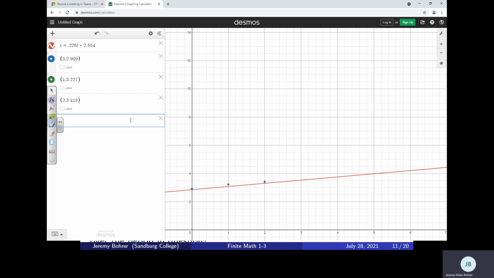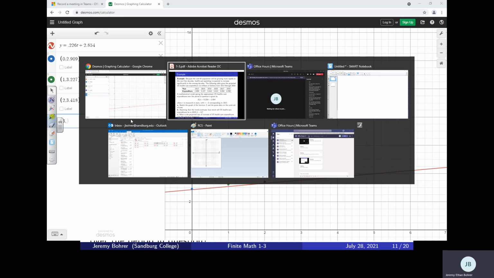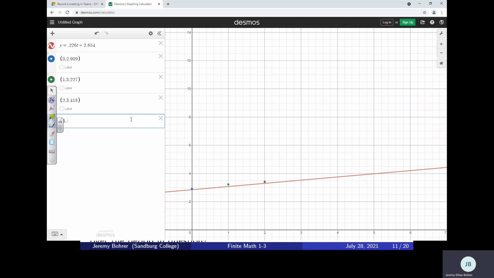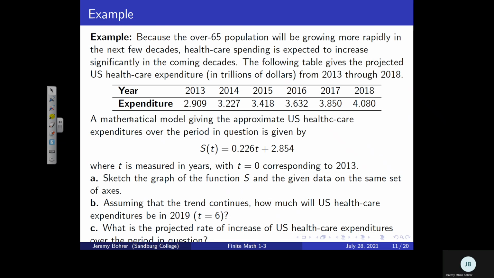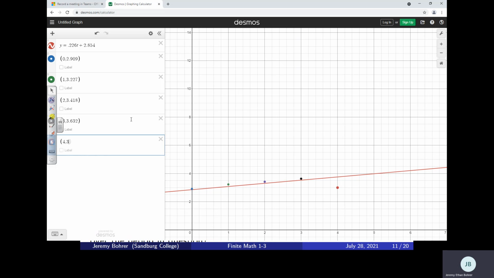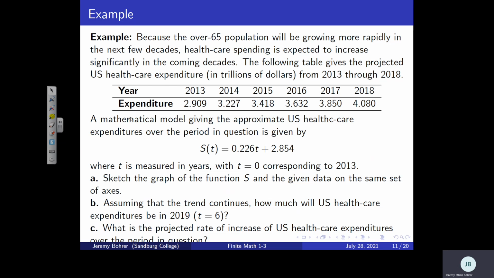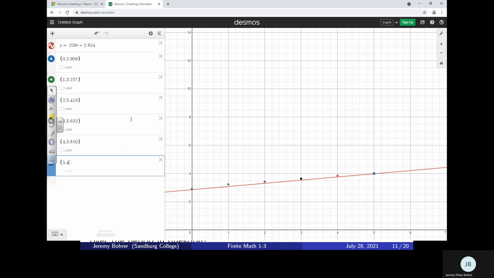So then for 3, we've got 3.632. We've got 4, 3.850. Finally, we've got 5, 4.080. Okay, so there's our graph. That is the graph of the equation we've got and the specific points.